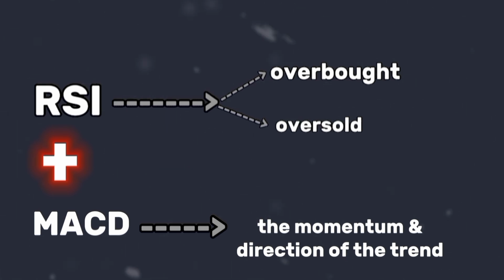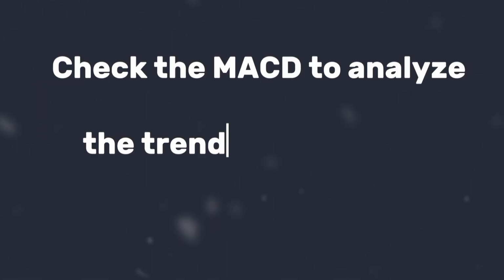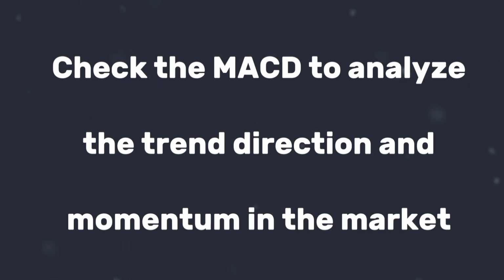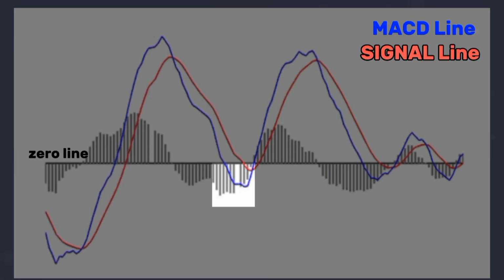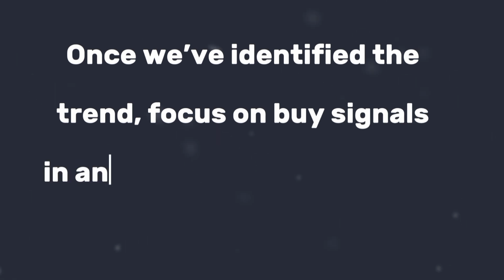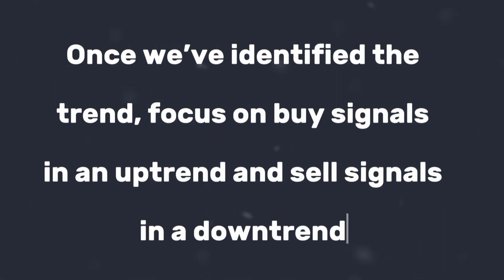Here's how it works. First, check MACD to analyze the trend direction and momentum in the market. When the MACD line is above the signal line and the zero line, the market is likely in a bullish trend. When the MACD line is below the signal line and the zero line, the market is likely in a bearish trend. Once we've identified the trend, focus on buy signals in an uptrend and sell signals in a downtrend.